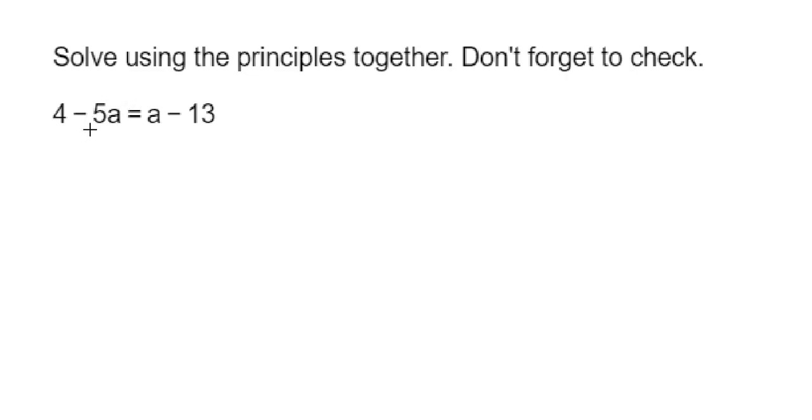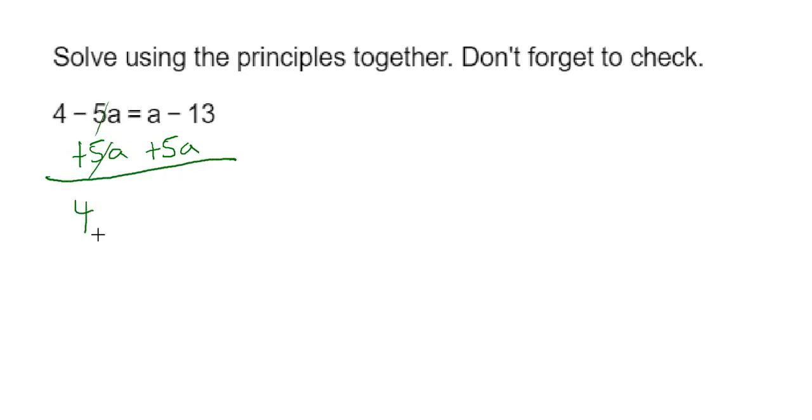So what I'm going to do instead is add the 5a over to the right-hand side to keep that positive. So I'm going to add 5a to the left-hand side to cancel out that minus 5a. I'm going to do the same thing to the right-hand side to balance everything out. I'm doing this because I can't solve for a while it's still on both sides of the equation. I've got to get rid of it from one side of the equation, so I'm getting rid of it from the left-hand side.